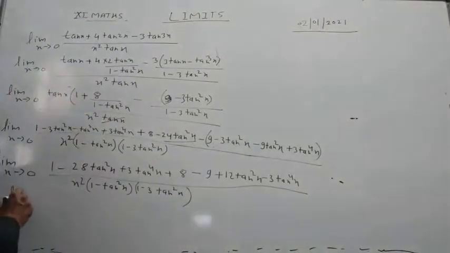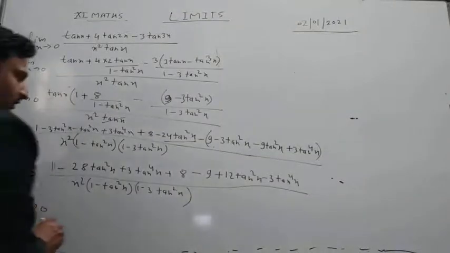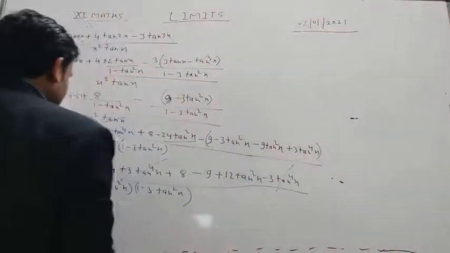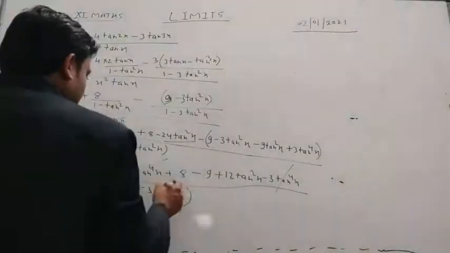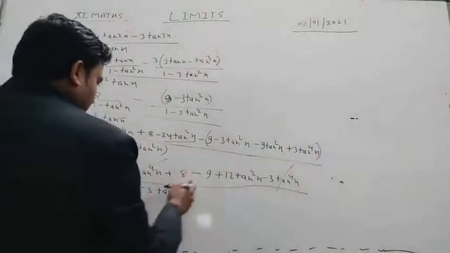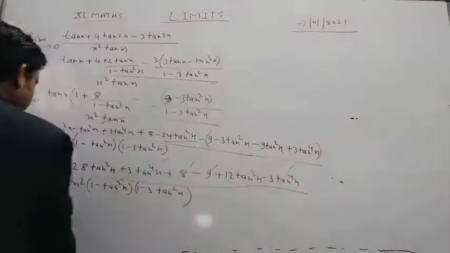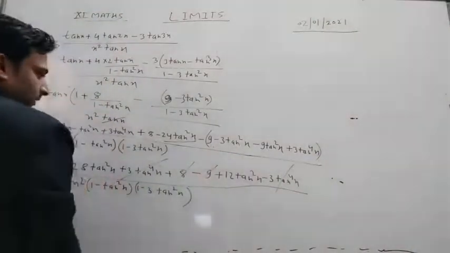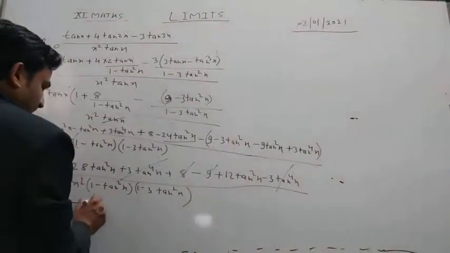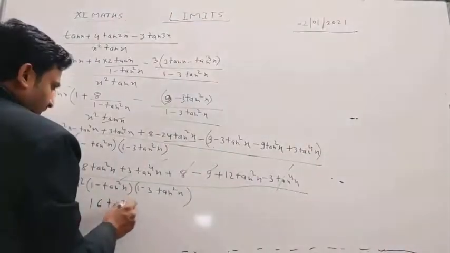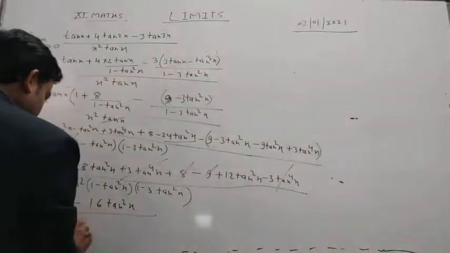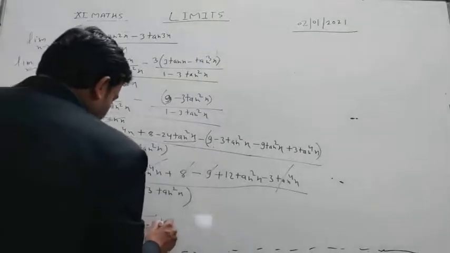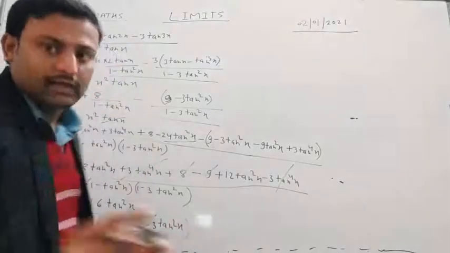Now if we further solve it, let's see. This is plus and minus, so we cancel it, and this is 8 and 1, 9, and here is 9, so this part will be cancelled. Okay student, so the remaining term is 12 minus 6, so it will be minus 16 tan square x by x square (1 minus tan square x)(1 minus 3 tan square x).